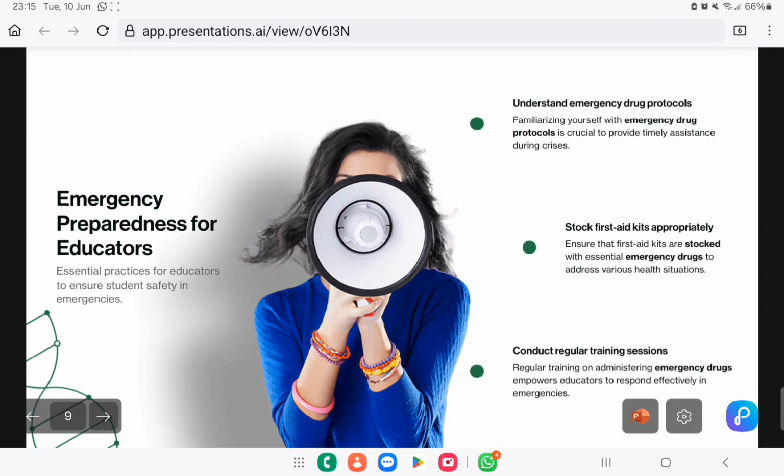Emergency preparedness for educators: essential practices for educators to ensure student safety in emergencies. Understand emergency drug protocols. Familiarizing yourself with emergency drug protocols is crucial to provide timely assistance during a crisis. Stock first aid kits appropriately. Ensure that first aid kits are stocked with essential emergency drugs and address various healthcare situations.